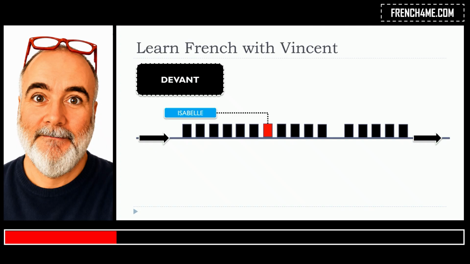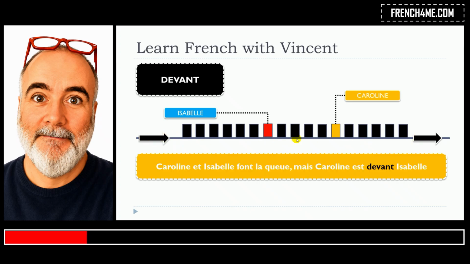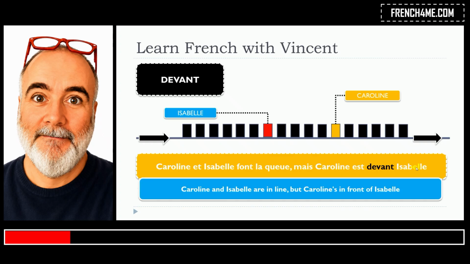Alors, let's have a look at this one because it will be interesting. You've got people here. People are waiting. It's a queue. It's a line. Isabelle is here. Caroline is here. So let's agree it's a line and it goes in that direction. You can say now, Caroline et Isabelle font la queue. Mais Caroline est devant Isabelle.